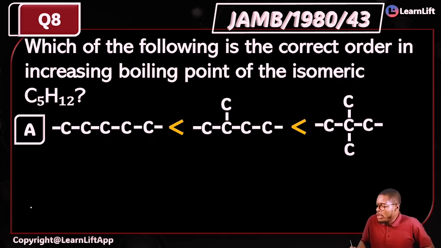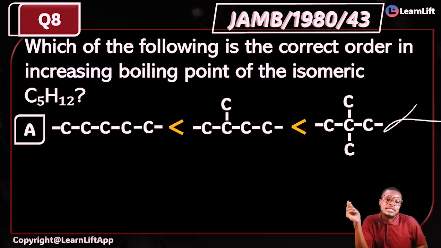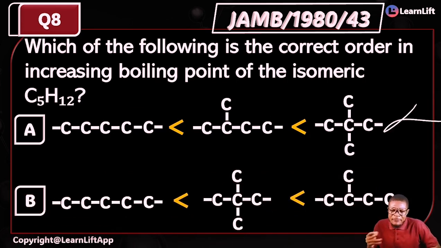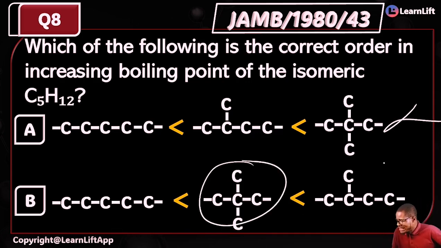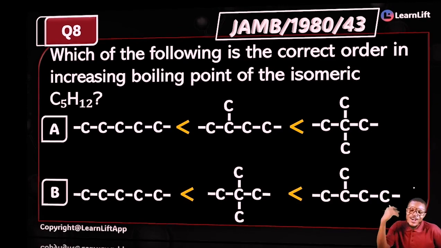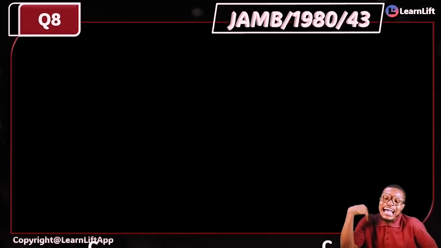Yeah, let's go. So can A be the answer? A cannot be the answer. What about B? Can B be the answer? This guy should come first. So B cannot be the answer. Do you see now? Okay, what about option C?